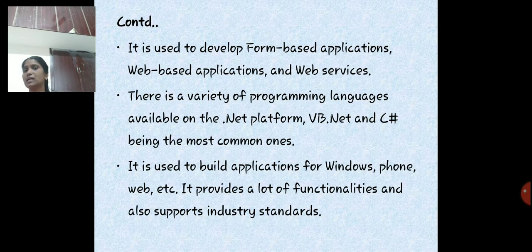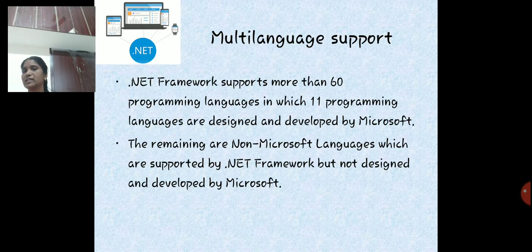Right. So, as we see in the diagram, .NET framework is used to build Windows-based applications. That is here, it is form-based applications, web-based applications, and web services. Actually, .NET is a framework which supports a variety of programming languages. The famous ones are VB.NET and C#. It builds applications for Windows, phones, web pages, etc. It provides a lot of functionalities and supports for industry standards.